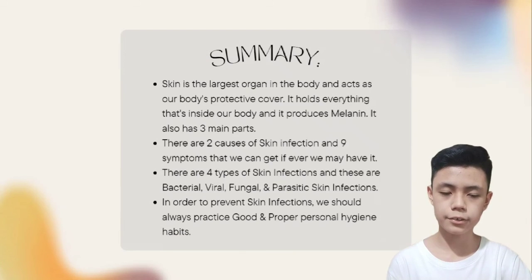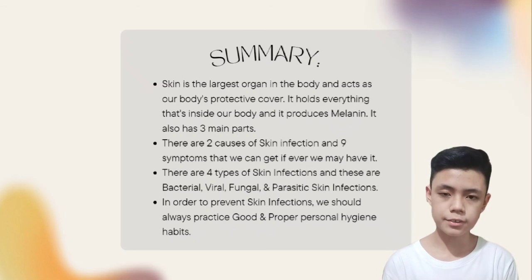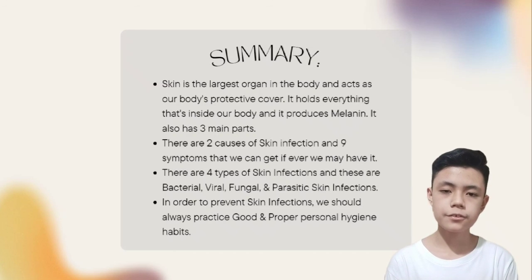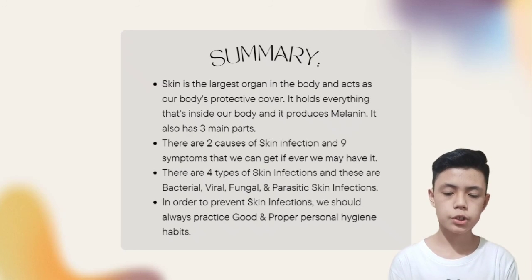Now, to summarize our lesson today, these are the things that we should keep in mind. Skin is the largest organ in the body and acts as our body's protective cover. It holds everything that's inside our body and it produces melanin. It also has three main parts. There are two causes of skin infection and 9 symptoms that we can get if ever we may have it. There are 4 types of skin infections, and these are bacterial, viral, fungal, and parasitic skin infections. And last is, in order to prevent skin infections, we should always practice good and proper personal hygiene habits.